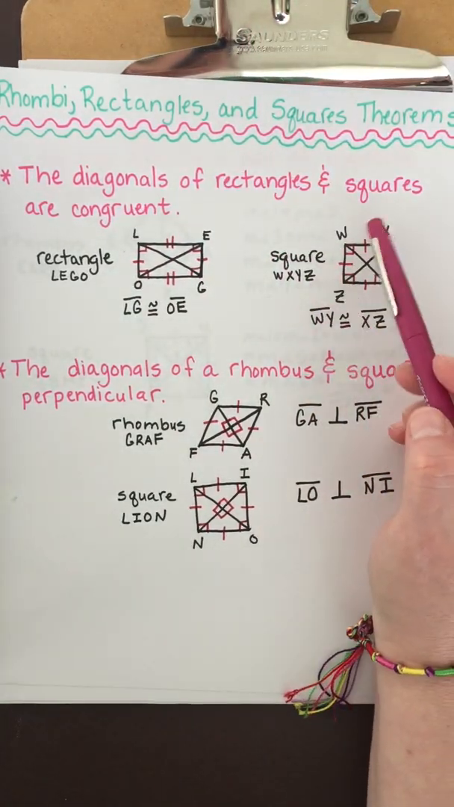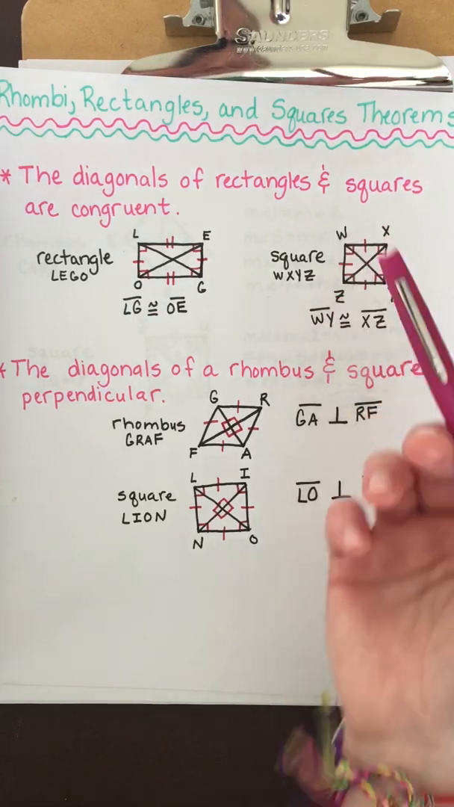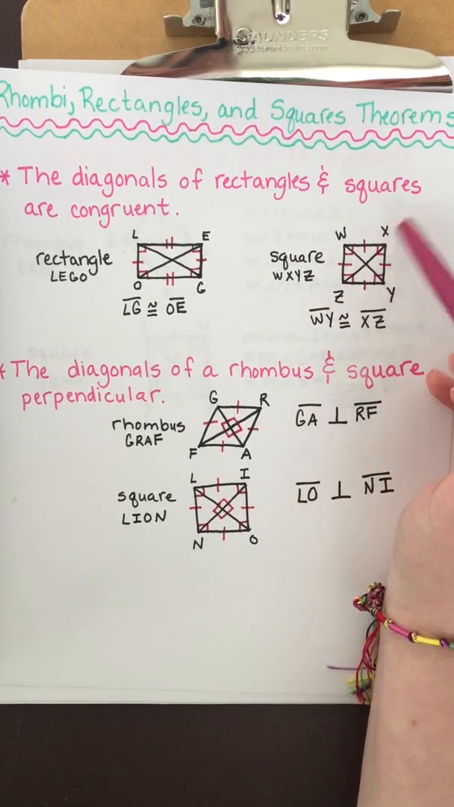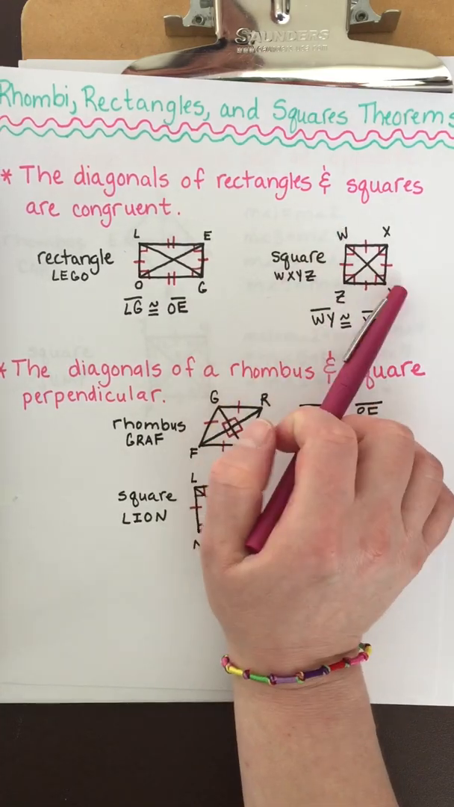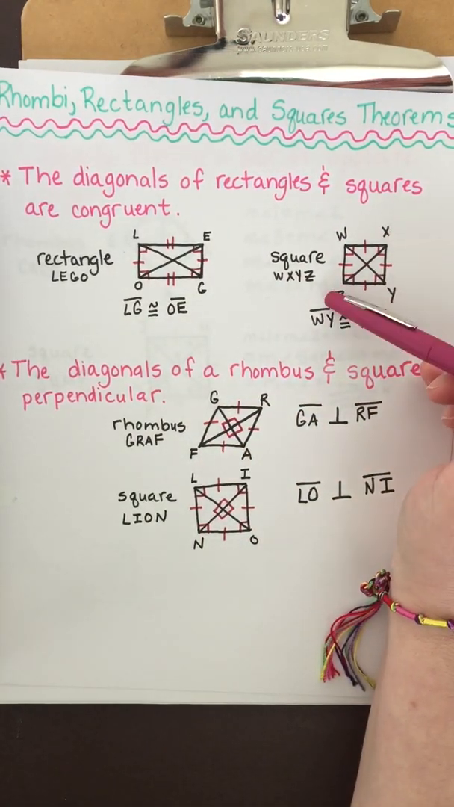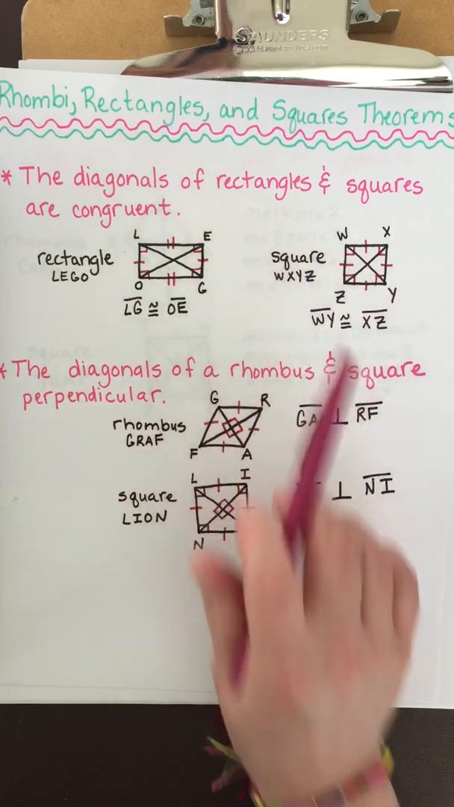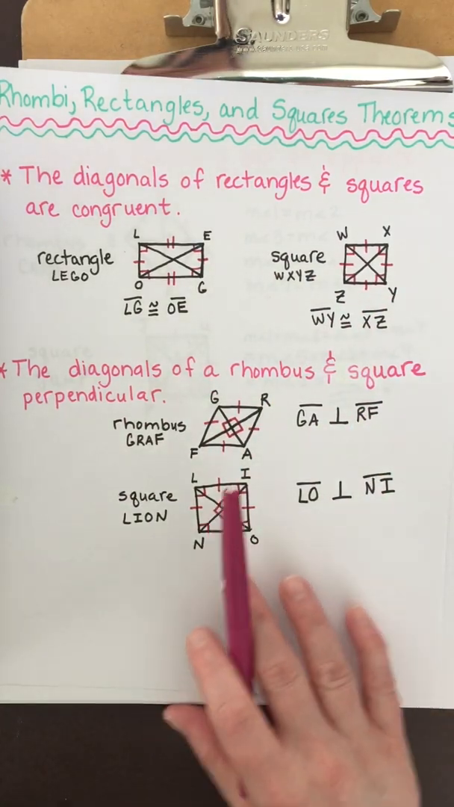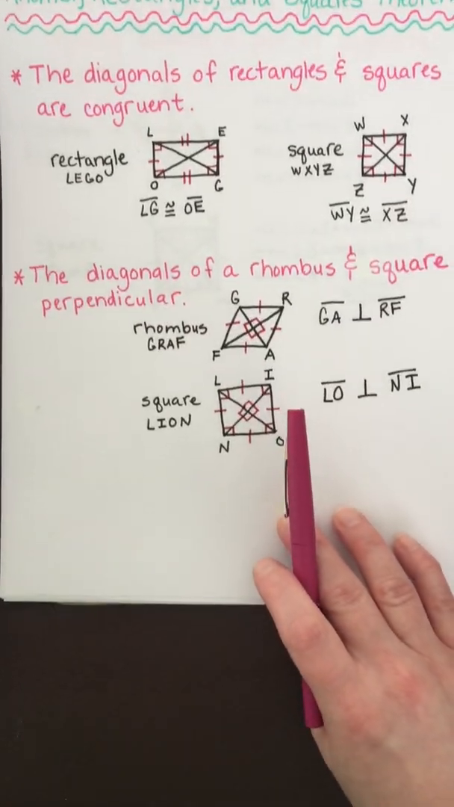And then here we have square WXYZ. Same thing, we have XZ would be congruent to WY, so if the length of this diagonal was 5 inches, then WY would also equal 5 inches. Let's look at the next theorem.